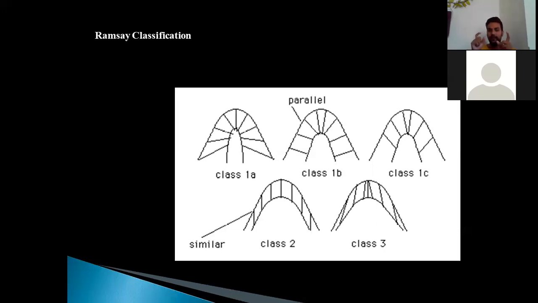But the fundamental concept is the same: the inner curvature is higher than the outer curvature, then it will be a class 1. The outer curvature, if it is higher, then it will be called a class 3. And if both the curvatures are the same, in that case it will be called a class 2. It was given by Ramsay.